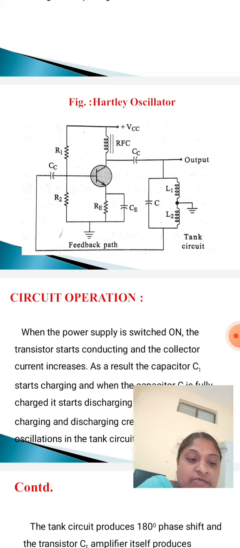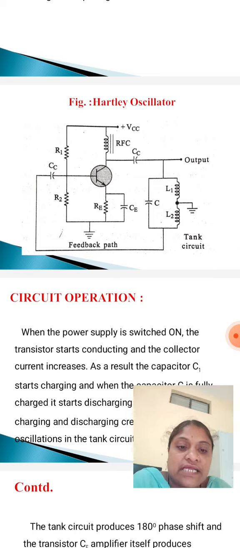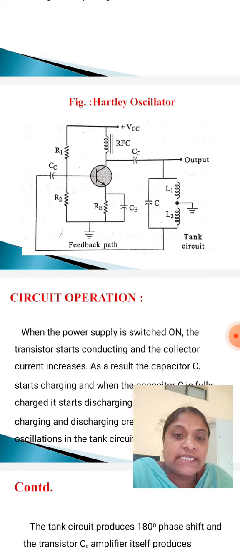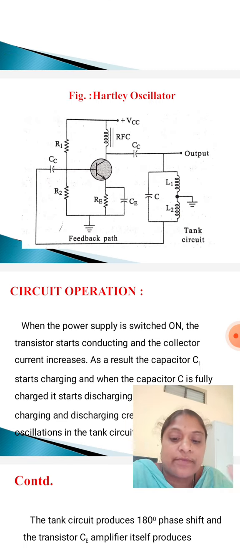So in this circuit diagram, observe its tank circuit. The tank circuit consists of two inductors L1 and L2 and one capacitor C. The two inductors L1 and L2 are connected in series, and a capacitor is connected across them in parallel.